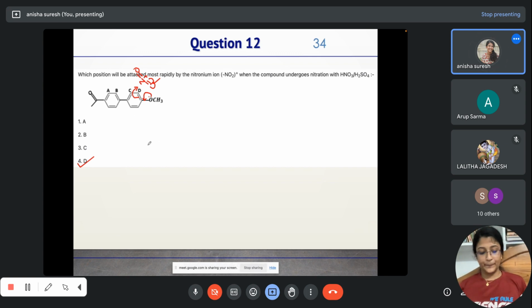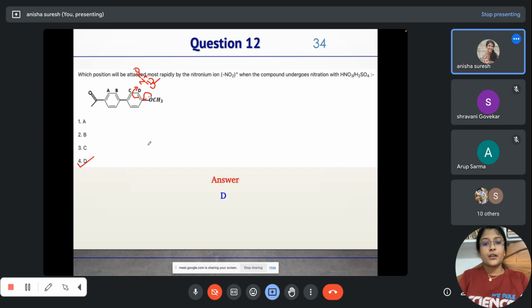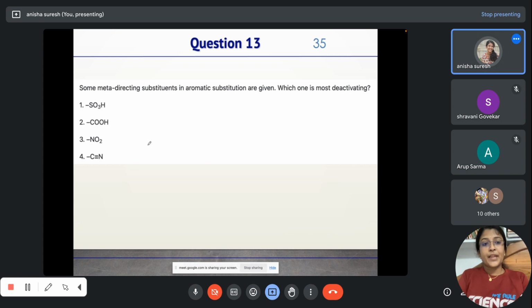Any doubts? No, ma'am. Similar questions we have discussed previously. So I think this will be easy for you to solve. Now coming towards question number 13. Some meta-directing substituents in aromatic substitution are given. Which one is most deactivating?